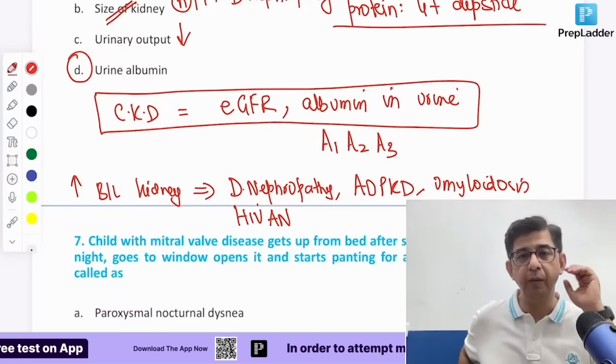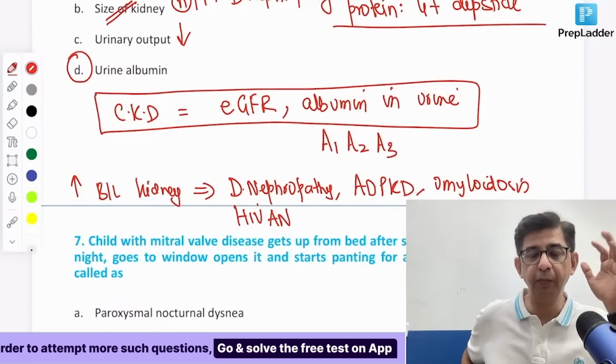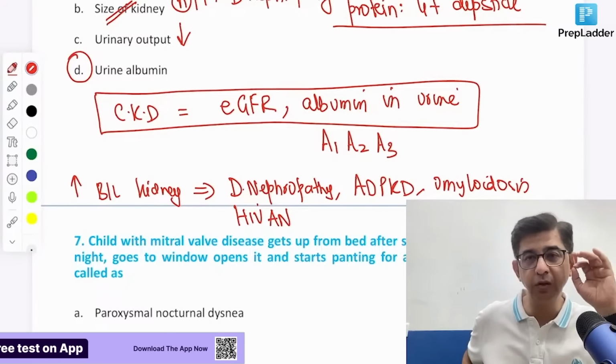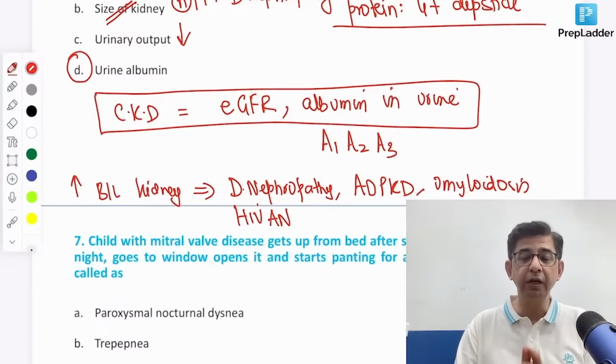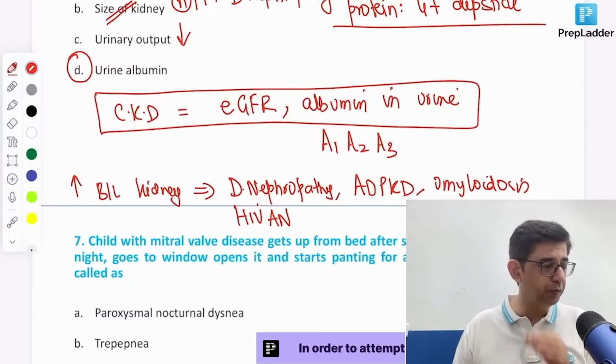Diabetic nephropathy, autosomal dominant polycystic, amyloidosis, and HIV associated nephropathy are conditions for bilaterally enlarged kidneys. Must know fact for you. इन सब में chronic disease होता है guys, इन सब में CKD होता है, फिर भी तो kidney का size enlarged है. So size of the kidney cannot be useful for evaluation.